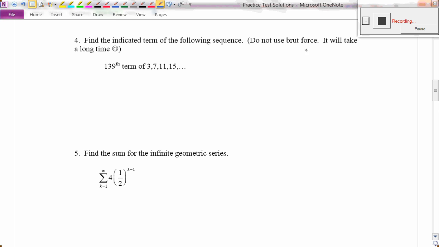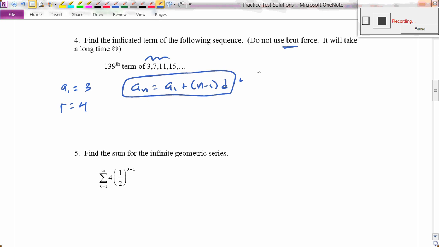Okay, number 4, find the indicated term of the sequence. Okay, brute force. I didn't spell it right. That's all right. So the first term is 3. The common difference is 4 because you add 4 to each one of these to get up there. So a sub n is equal to a sub 1 plus (n minus 1) times d. Tell me you know what that part is. Then a sub n is equal to the first term, which is 3, plus (n minus 1) times the common difference of 4.